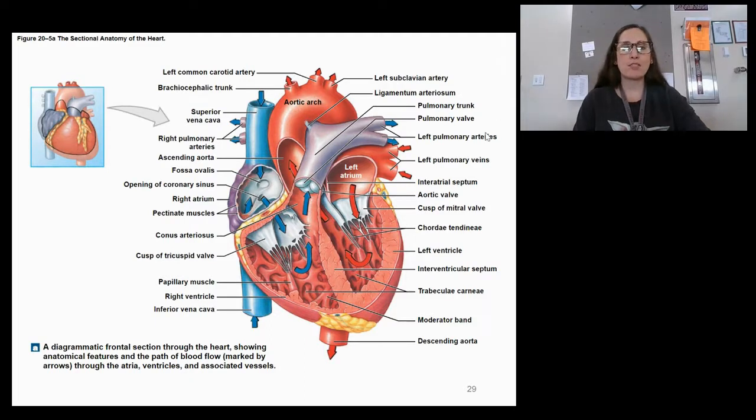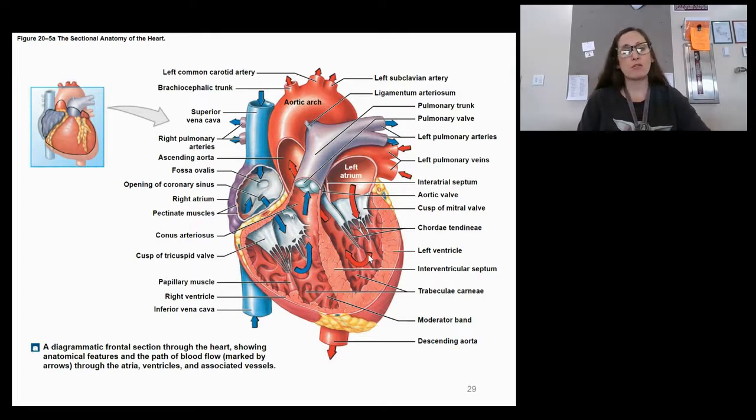It'll come back to the left side of the heart through either the left pulmonary veins or the right pulmonary veins, and they will all lead into the left atrium. Remember, atria are receiving chambers. So the left atrium is going to receive from those pulmonary veins oxygenated blood. That oxygenated blood then is going to make its way through the mitral valve or the bicuspid valve. Again, another AV valve here with those chordae tendineae and that papillary muscle. And that blood is going to move into the left ventricle.